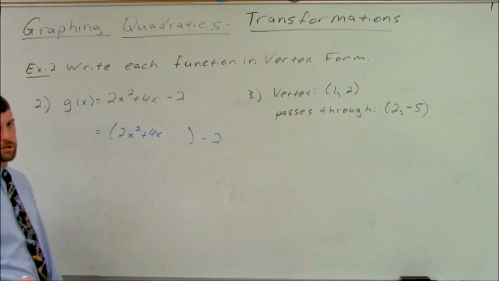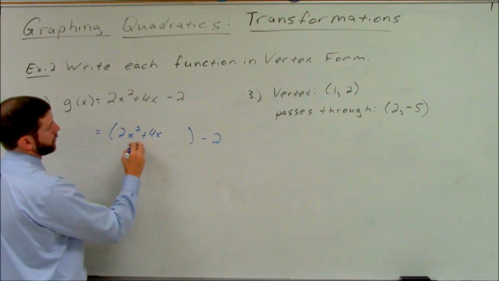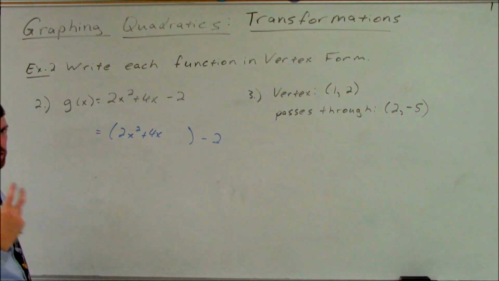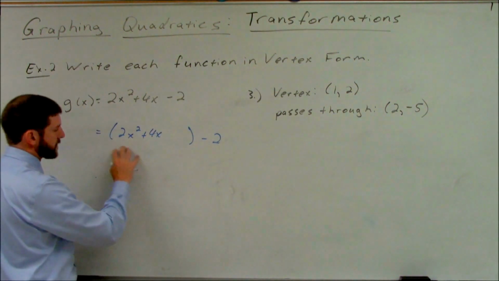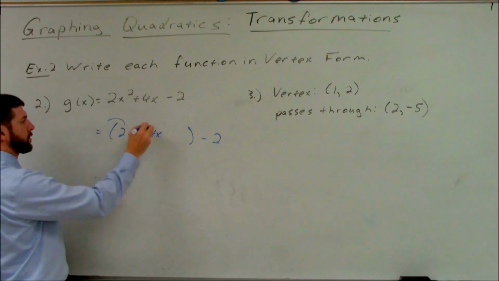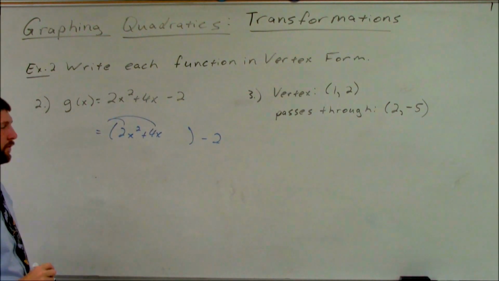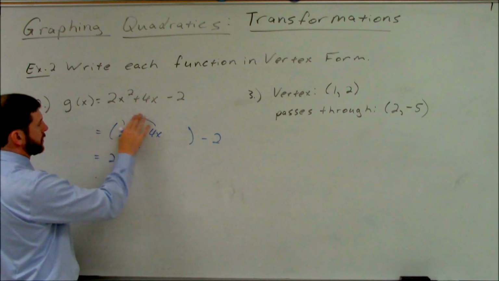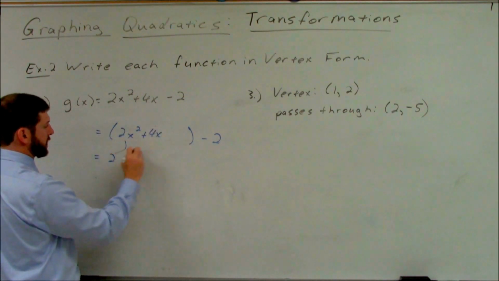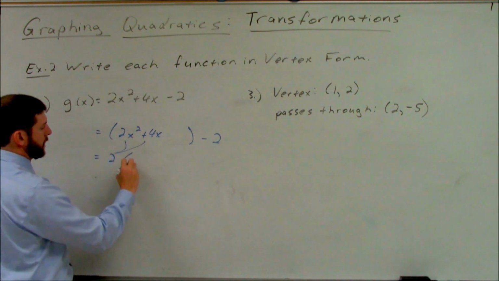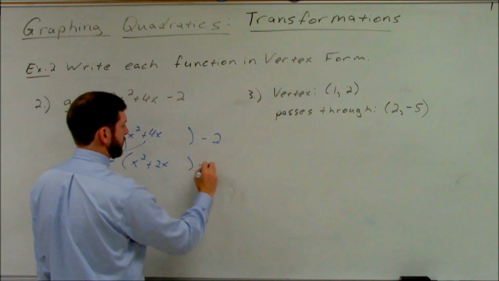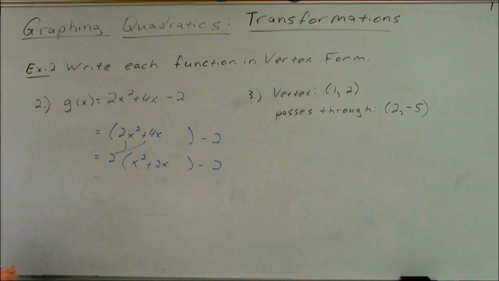I've got to dump this 2 first. So before, where we divided both sides of the equation by that lead coefficient, now I'm just going to divide this one component. I'm going to factor that lead coefficient out. So if I just factor a 2 out of each term, I'm left with x squared plus 2x. And then there's my minus 2.